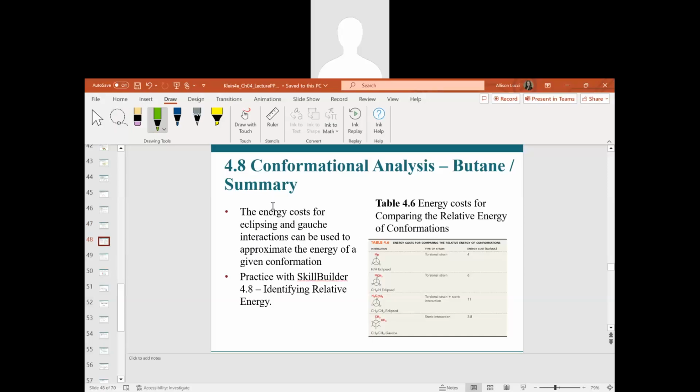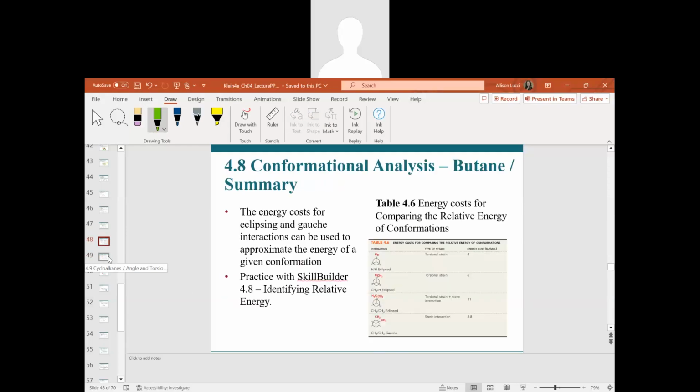Now if we were to break down the different structures and the types of strain and the overall energy to put it into that form, this table here is very nice, showing us that. So we have our eclipsed forms, and then we have a gauche form as well. You will not have to memorize this, but this slide may be helpful when we look at our stereochemistry lab.